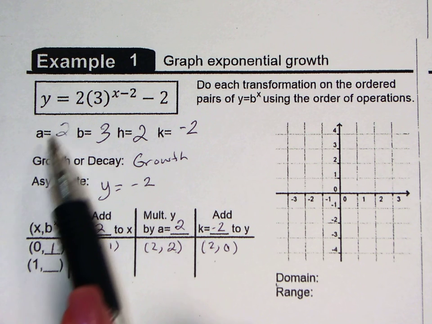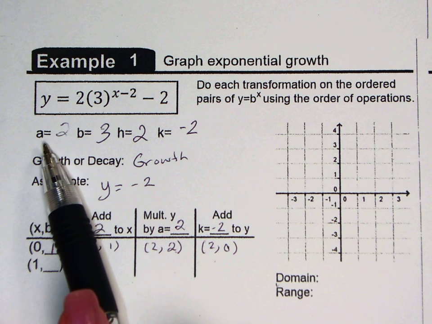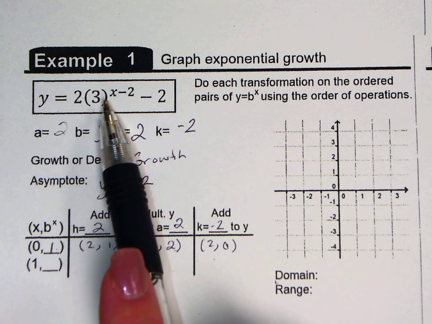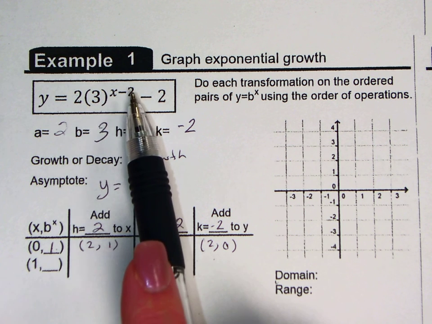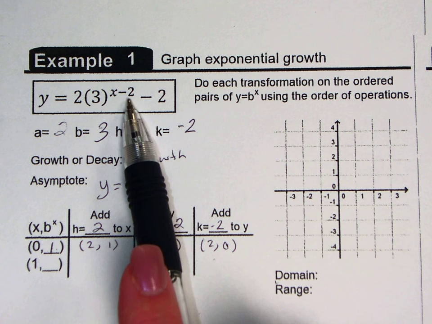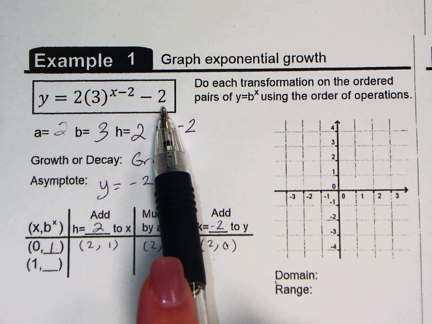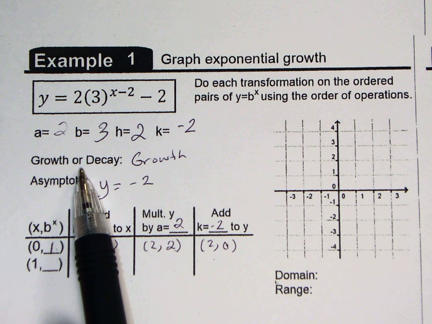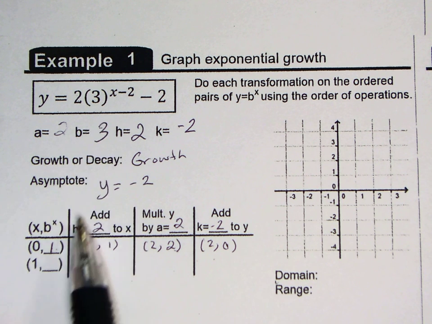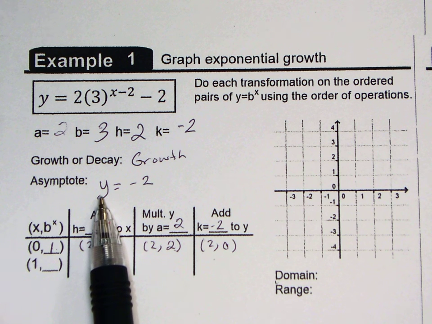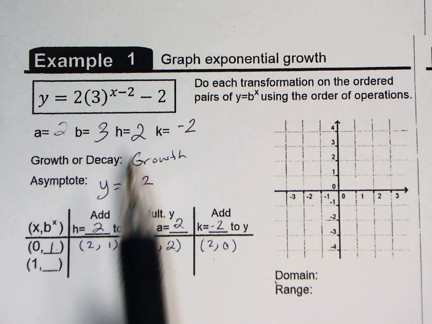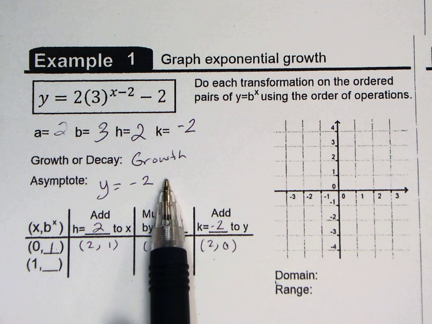So, the first thing we want to do is figure out what each one of our pieces is. So our a value here is 2, right? Our base is 3. Our h is 2, and then our k is minus 2. This is a growth model, because it's growing exponentially. And the horizontal asymptote is going to be at the vertical shift, which is down 2. So it would be y equals negative 2.